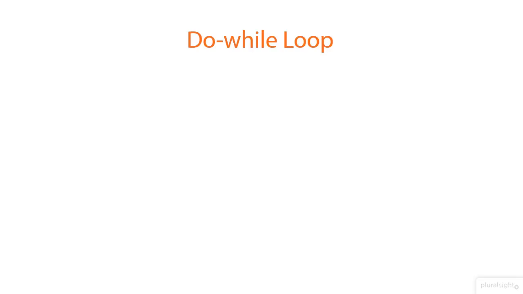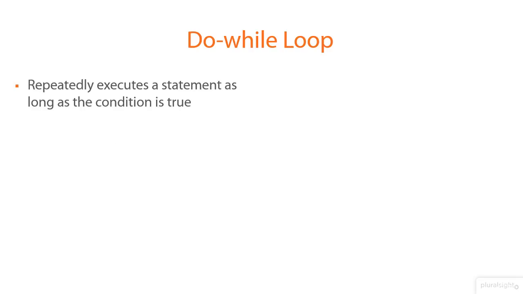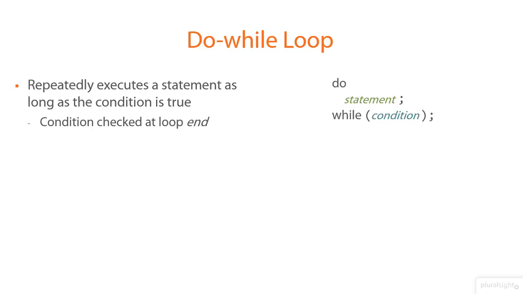Another form of loop is a do-while loop. Now, the do-while loop repeatedly executes a statement as long as the condition is true, but unlike the while loop, it checks the condition at the end of the loop. So we look at the layout for it. We have the do keyword, the statement we want to execute, the while keyword, and then the condition. Now, because it checks the condition at the end of the loop, the body of the do while always executes at least once.